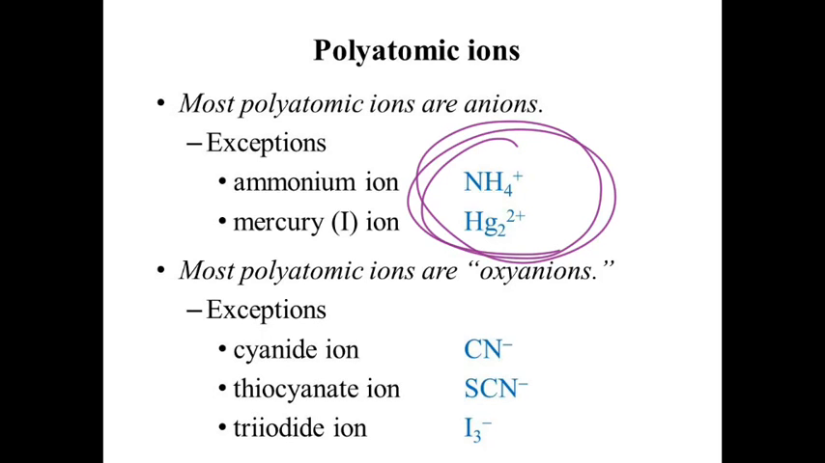Ammonium is NH4 plus. Okay, so those 5 atoms run around with a +1 charge. And then this is one of my least favorite polyatomic ions. It's a cation, which is unusual. But not only that, it's called the mercury 1 polyatomic cation. And notice mercury 1 has 2 mercury atoms joined together with a collective +2 charge.